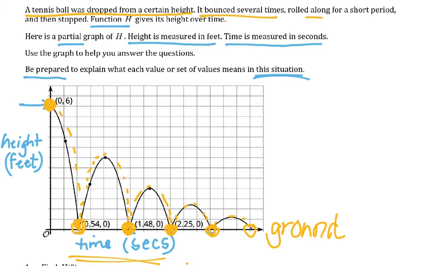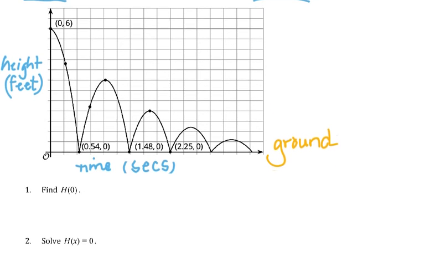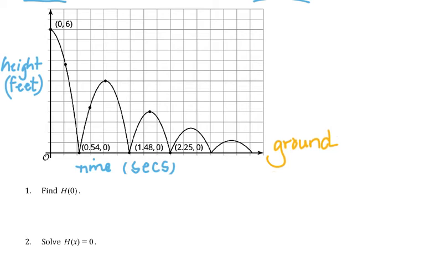All right, so I'm going to clean up my graph here. I'll be right back. Okay, you can see I just cleaned up. I got rid of all my bouncing balls, but I did leave the notation that says that the x-axis is the ground. All right, so let's see, what do we have to answer first? We need to find h of 0. So one of the things I want you to remember, h is the name of the function. 0 is the input. What is the input measuring? Time.